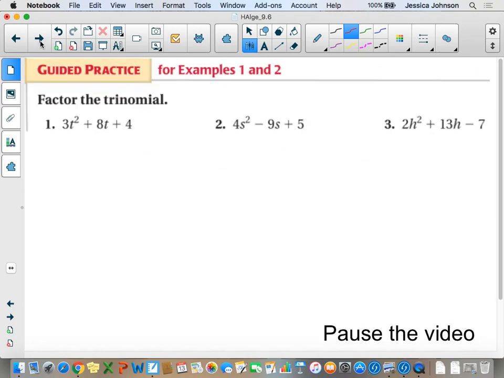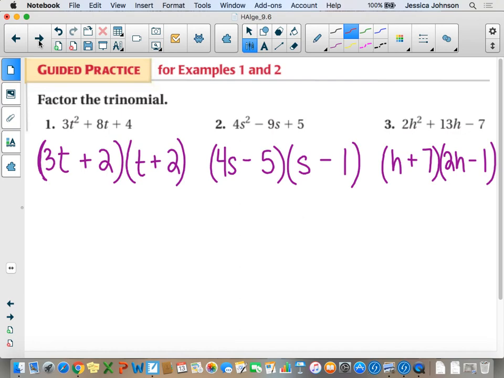All right, what I'd like you to do right now is try these three problems on your own. So pause the video, try these three problems, and then the solutions are on the next page. Here are the solutions for the three problems you just did.